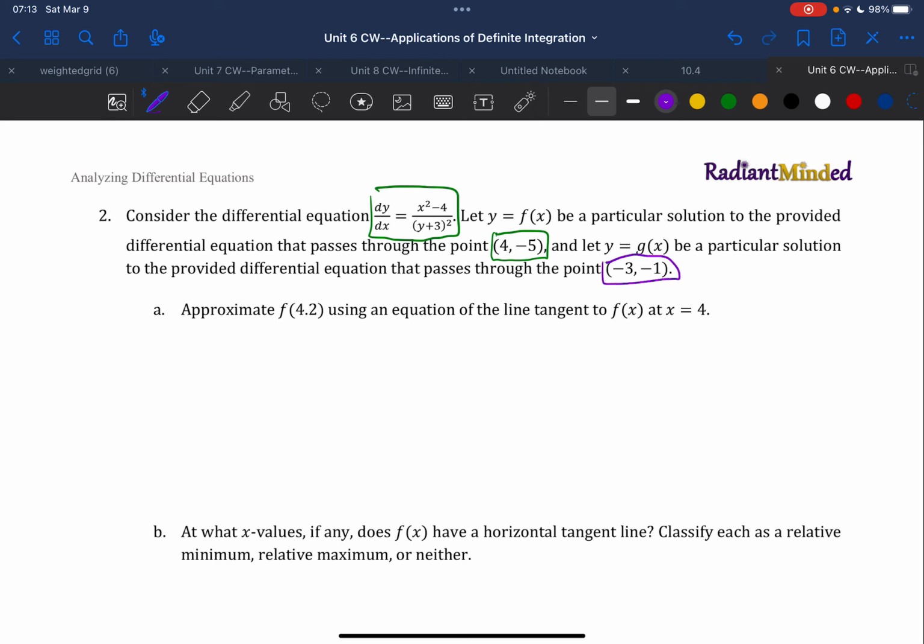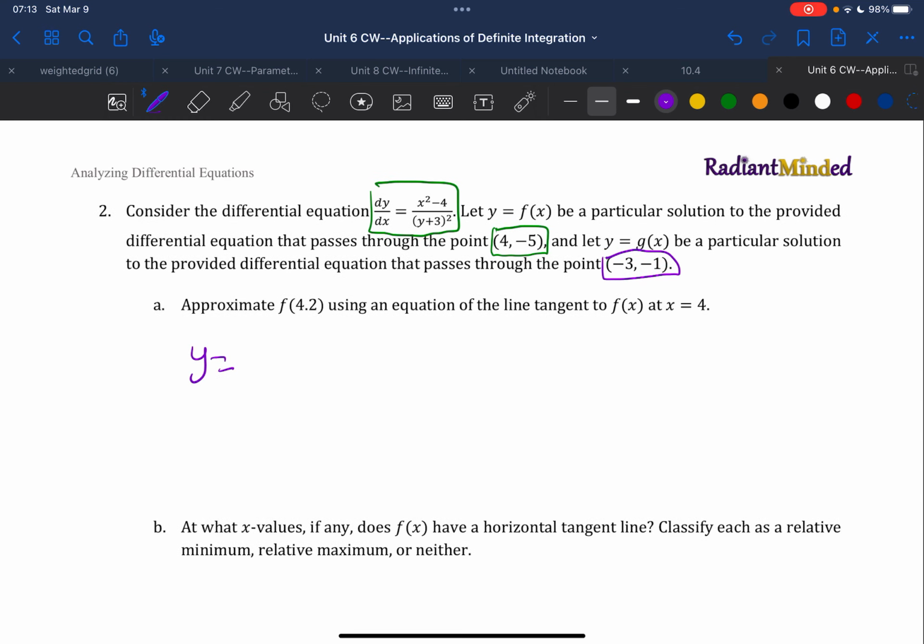Approximate f of 4.2 using a tangent line to f at x equals 4. So tangent line, you need slope and point. So the point is given, it's 4, negative 5. And we just need the slope, so dy dx at 4, negative 5, where dy dx gives you the slope. So if you plug in 4 for x, you get 4 squared minus 4. And if you plug in negative 5 for y, you get negative 5 plus 3 squared. So you get 16 minus 4 is 12 over negative 2 squared is 4. So you get a slope of 3.